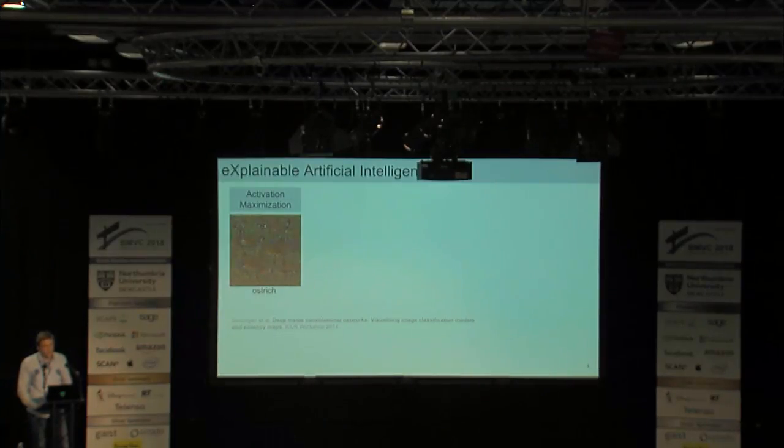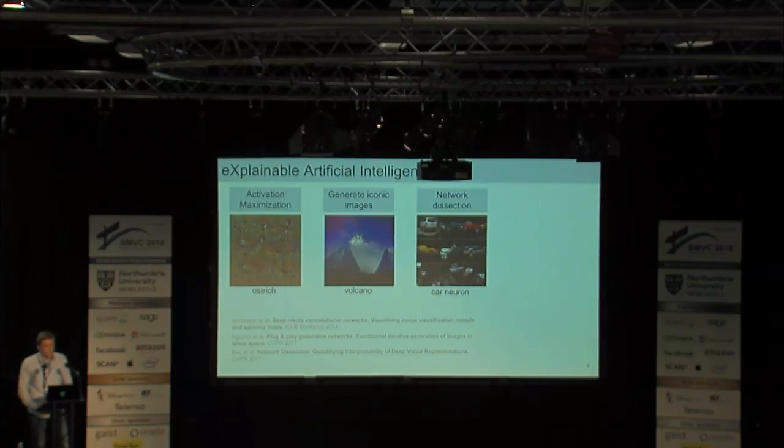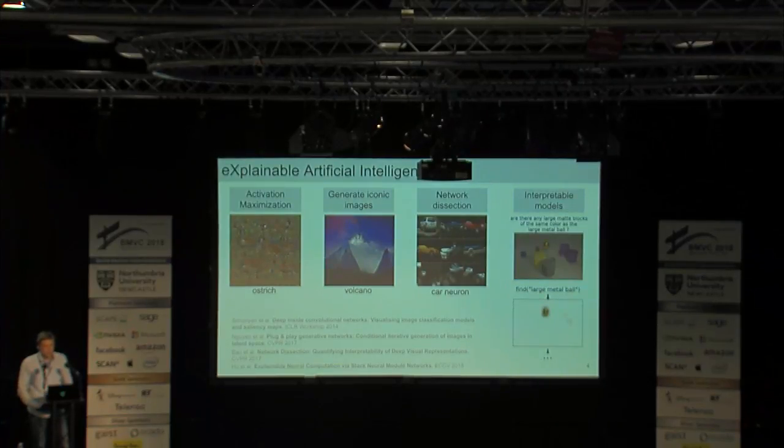Obviously, this is not the only type of question you can ask to try to understand the model better. For example, you can look at what substitutes a category for the model by doing activation maximization or by generating iconic images. Also, you could try to find some separate neurons that are responsible for semantic concepts by using network dissection, or you can just try to develop a more interpretable model in the first place.